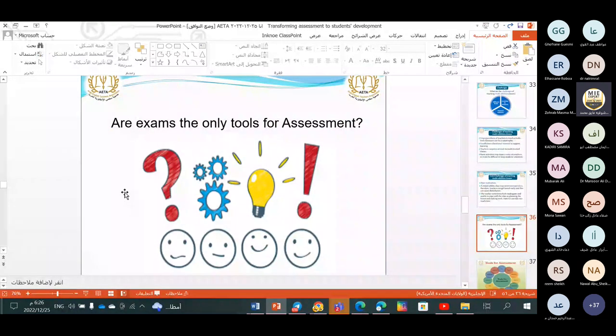If I ask you this question, are exams the only tools for assessment? Are you sure that exams is a tool for assessment as learning, okay? But is or are exams the only tools for assessment? What is your opinion?